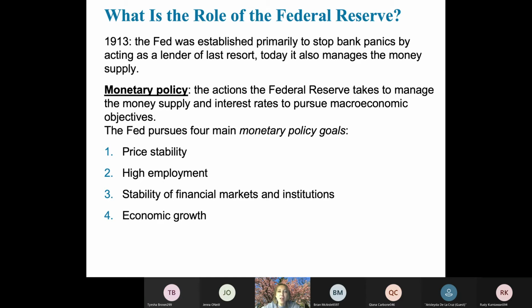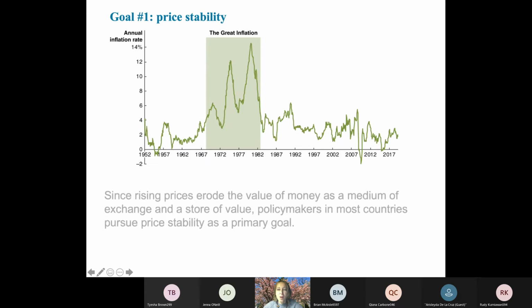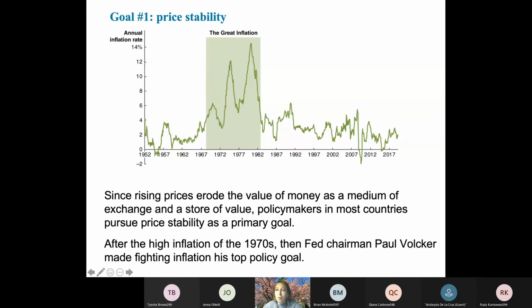Besides being the lender of last resort, another role of the Fed is to conduct monetary policy to promote its goals, with goal number one being price stability. High employment is also a goal. Stability of financial markets is another important goal, and economic growth is kind of the last one on this list. So price stability, let's see how we are doing in terms of price stability.